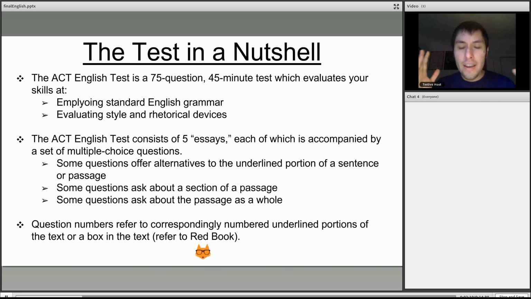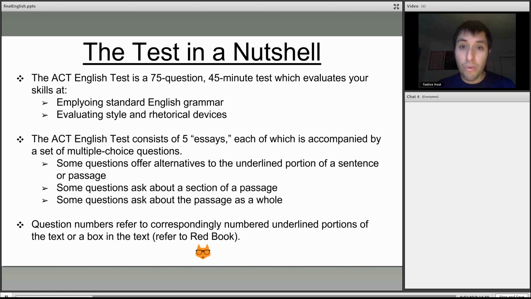Now, in the actual exam, you're going to have these passages as shown in the red book that the ACT puts out, the official ACT study guide. There are going to be numbers that refer to correspondingly numbered underlined portions in the text, and there are going to be boxes in the text. But how does Testiv approach this?